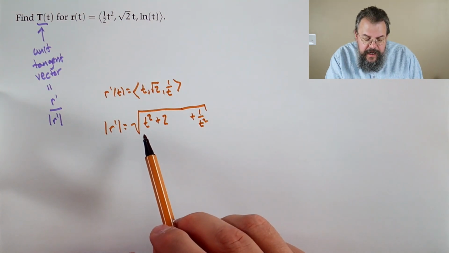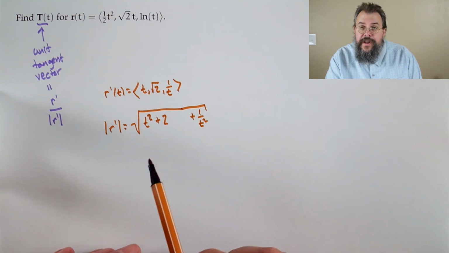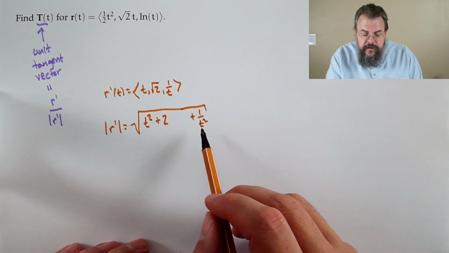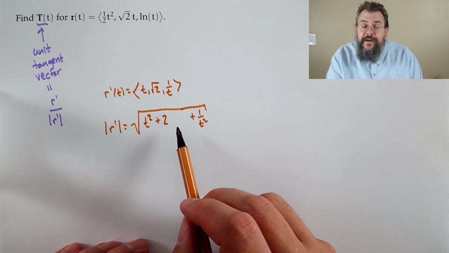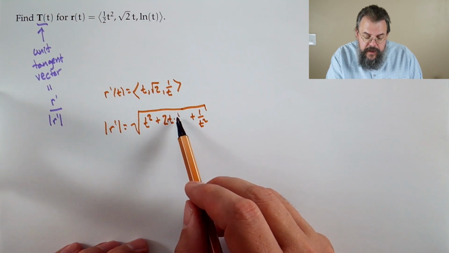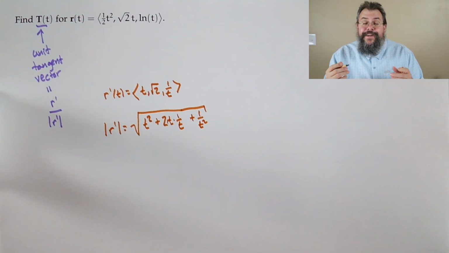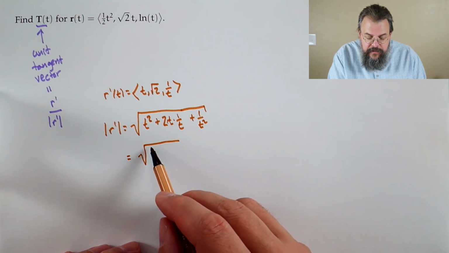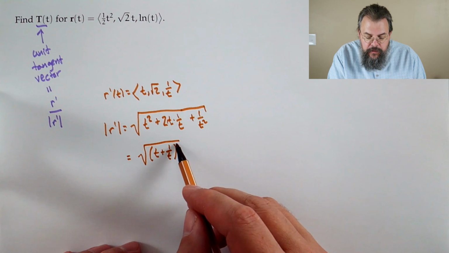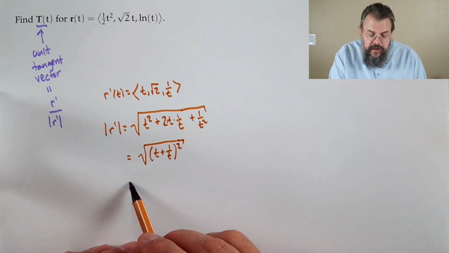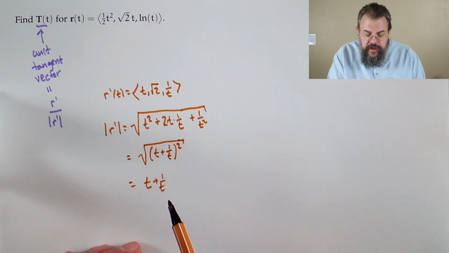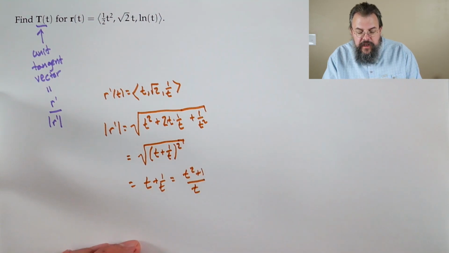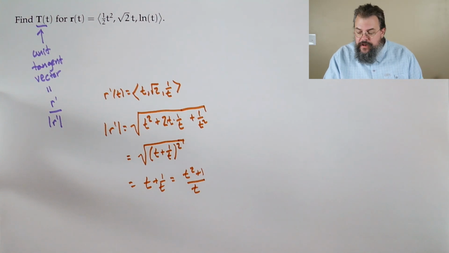I see here the coefficients are very suggestive. 1, 2, 1. It says maybe it's a perfect square. If we think of this as a squared, and this as b squared, the question is, is this 2ab? Well, if you multiply t by 1 over t, you actually get 1. So it is 2ab. So this is the same as the square root of t plus 1 over t, quantity squared. Or simplifying, t plus 1 over t. We can also write that, if we combine, as t squared plus 1 over t. Now, that's our magnitude.